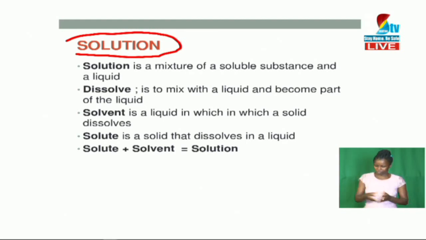When we say a substance is soluble, it means that it can dissolve in a liquid. That substance can dissolve in a liquid, therefore we say it is a soluble substance. We do have those substances that are insoluble. When we say a substance is insoluble, it means that substance cannot dissolve in a liquid.